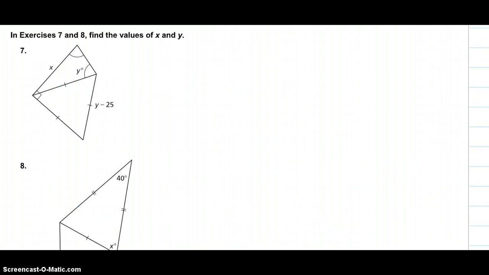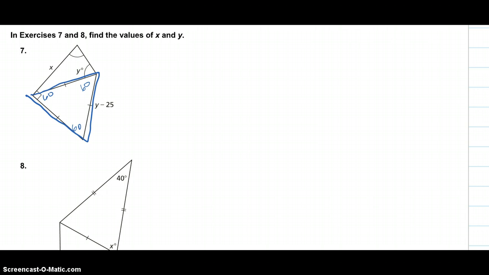Okay, so moving on now to exercise 7 and 8, it says find the values of x and y. So this one's a little trickier. There's 2 triangles in one, and what I want you to focus on first is this triangle here that I'm highlighting in blue. All the sides are congruent, which makes this an equilateral triangle, which should tell us automatically from the last problem that each angle is 60 degrees.